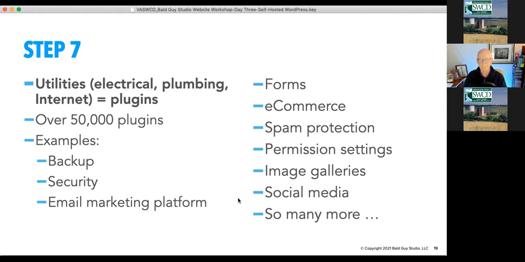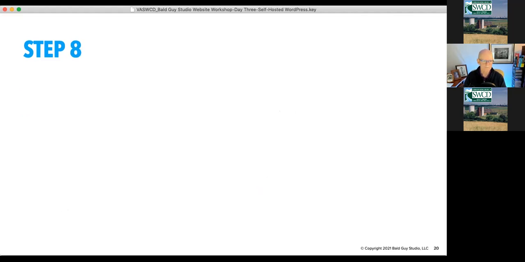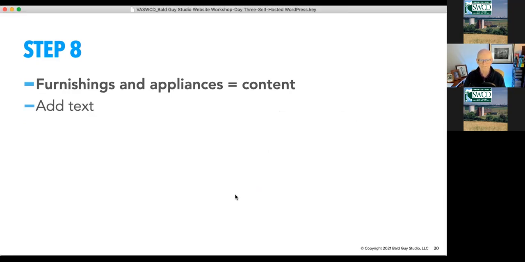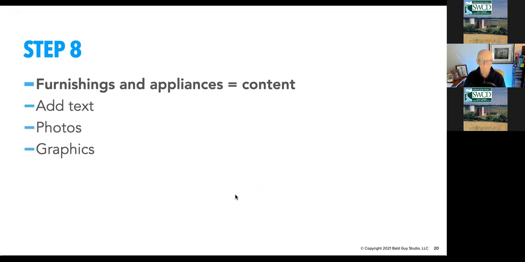So the next step is furnishings and appliances. So furnishings and appliances in a house are things that make your house more enjoyable and more livable, right? Well, on the website side, that's what we call content. So that's where you're going to be adding your text, photos, graphics, and videos.